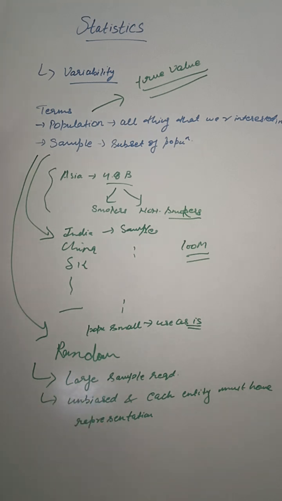So these are the three things when we start with statistics. Variability is the only place where you are going to apply statistics. You should be aware of what population is, what sample is. Population provides you the true value, sample provides you the estimate value.